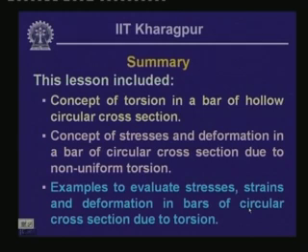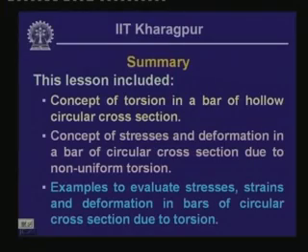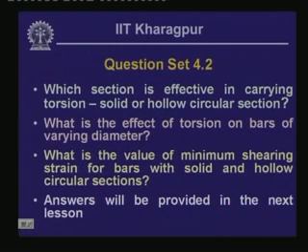Well, to summarize what we have discussed in this particular lesson, we have discussed the concept of torsion in a bar of hollow circular cross section. In the previous lesson we had discussed the solid section, a bar which has a solid cross section. In this lesson we have discussed the effect of torsion on a bar where the cross section is a tubular one and not a solid one. Then the concept of stresses and deformation in a bar of circular cross section due to non-uniform torsion, and then we have looked into some examples to evaluate stresses, strains and deformation in bars of circular cross section due to torsion.